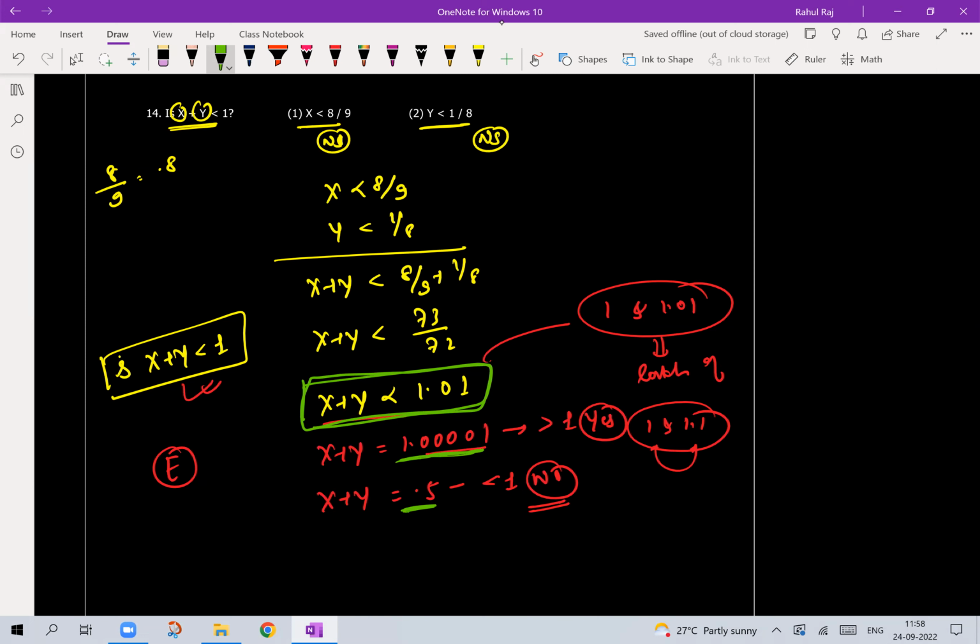Anyone, any doubt here? Sachi, clear? Mahi, clear? Gaurav, yes. Aman, clear? Ankita? Yes, sir.